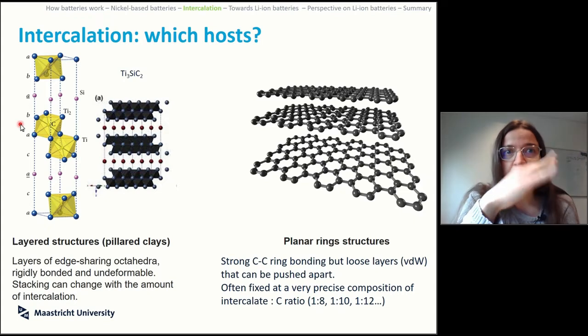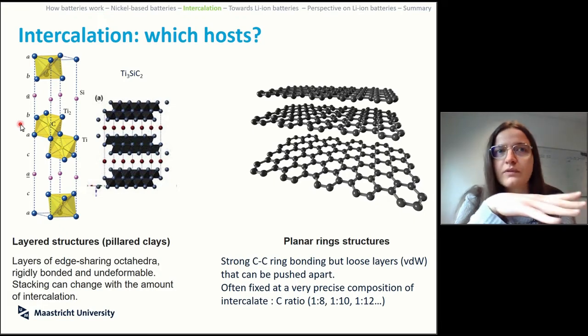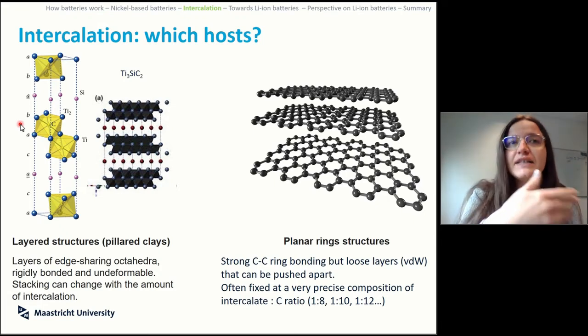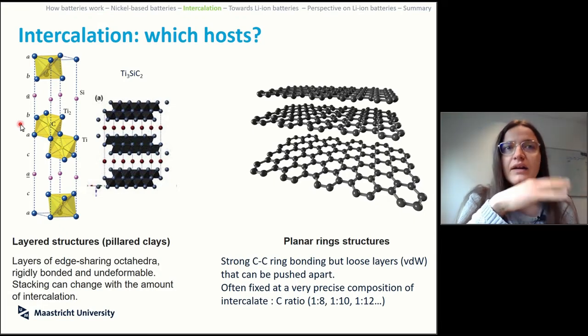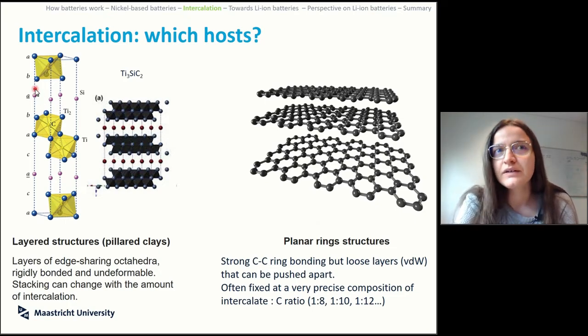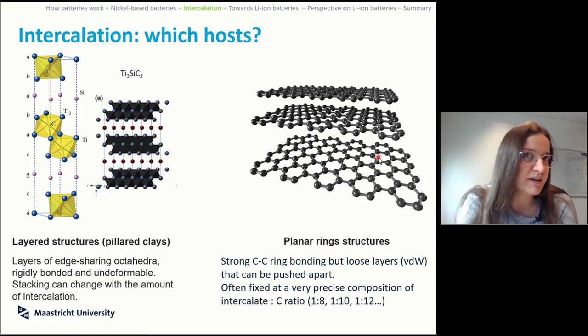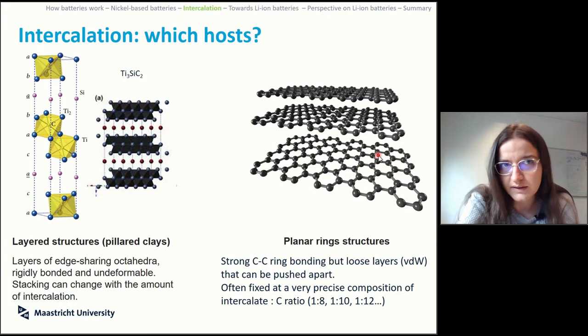The stacking can change, and the intercalation is a function of how well they can accommodate something inside, depending on how they are layered and how much space there is in between. The something is also a function of how much space you have, because water has one size, other things have other sizes. And another thing that we already discussed plenty in terms of layered structures is things like graphite.